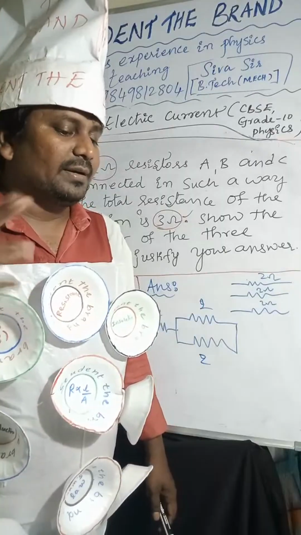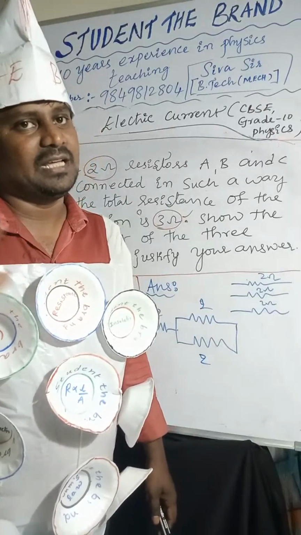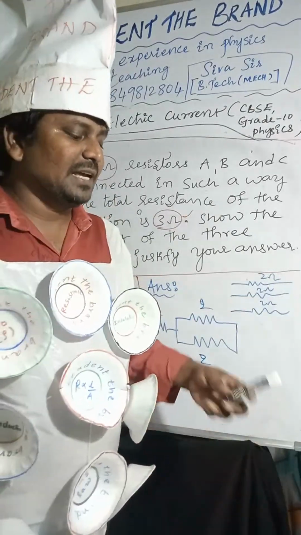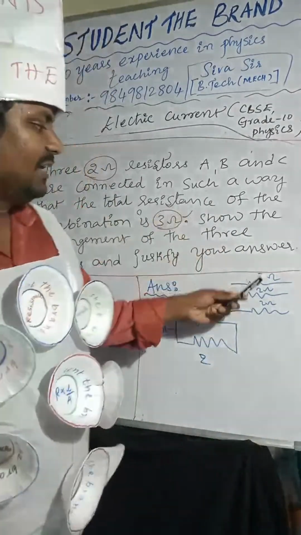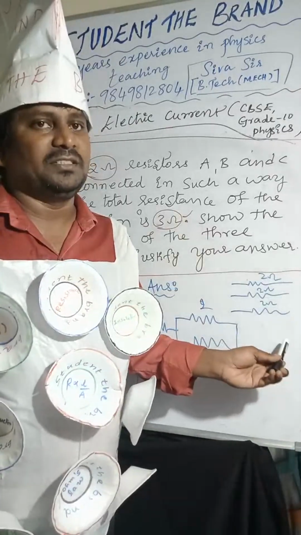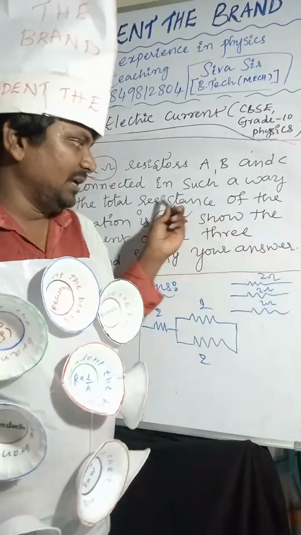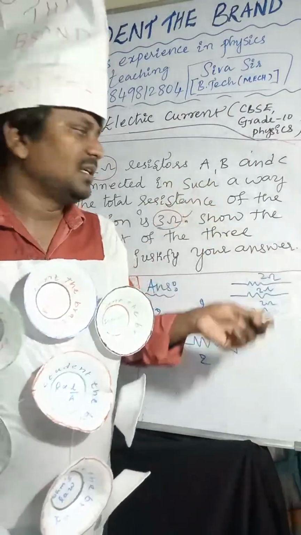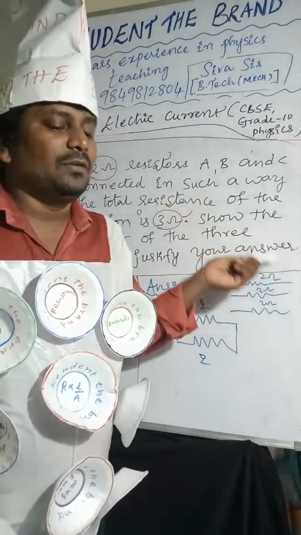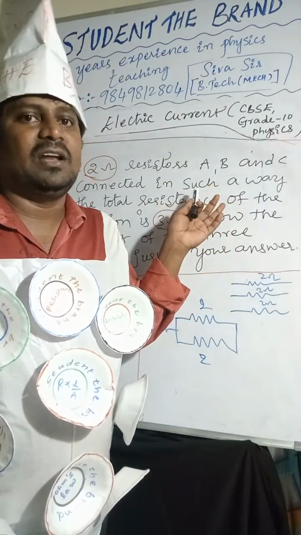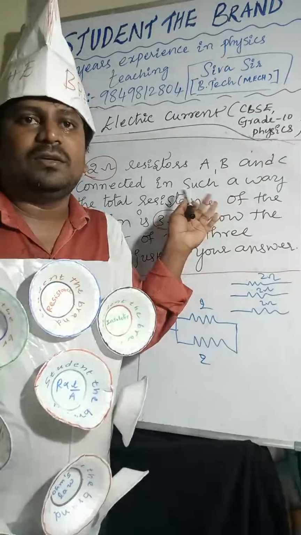We know resistors can be in series or in parallel. First, check once. If you connect these 3 resistors in series, 2 plus 2 plus 2, will you get 3? Never. Because 2 plus 2 is only 4, and if you add one more, you'll get 6. So that is not equal to 3.